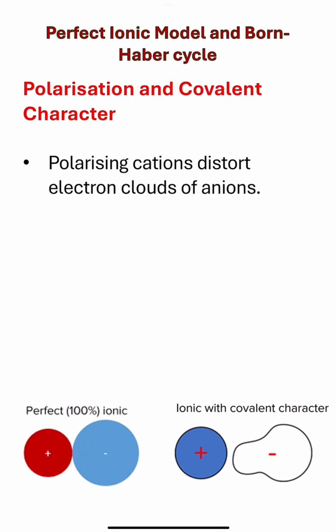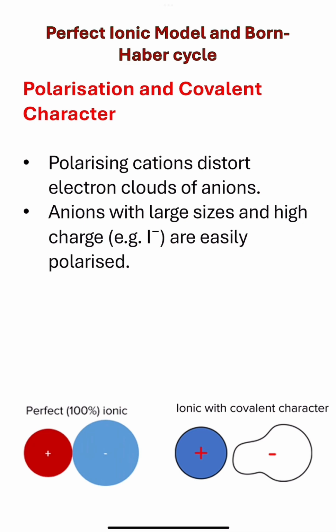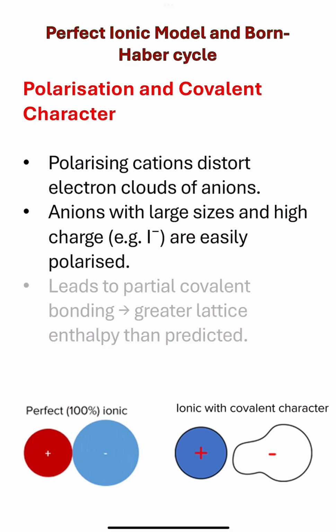Polarizing cations distort the electron clouds of the anions, as we said, and anions with large size and high charge, like iodide, are easily polarized. So that leads to partial covalent bonding and greater lattice enthalpy than predicted from the theoretical values.